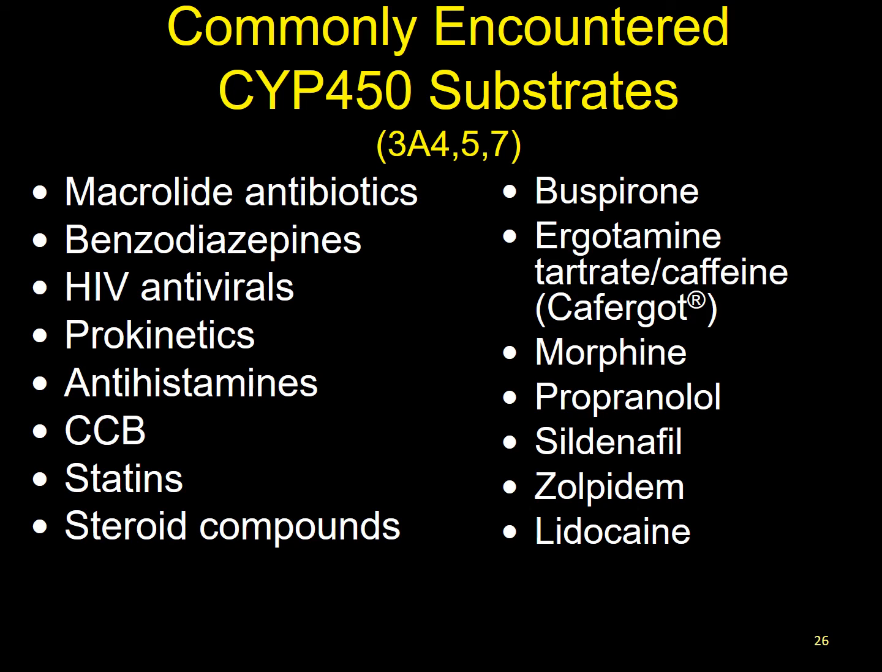Going over to the next page here, we've got morphine, propranolol, sildenafil, which is one of the erectile dysfunction drugs. Zolpidem is Ambien. I mean, a lot of these drugs are very commonly used. So you need to look them up, and then you'll know. These are examples of substrates. These drugs are metabolized by cytochrome P450.